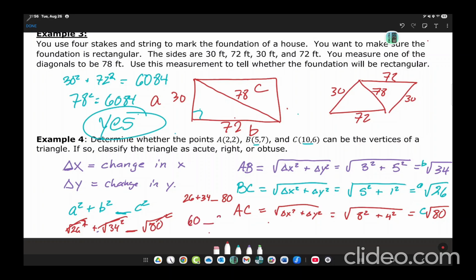60, greater than, less than, or equal to 80? Less than means what kind of triangle is this? Obtuse. Now, I told you that's not going to be your homework. That's way too much work. We haven't even talked about the distance formula. I don't know why it's on there.